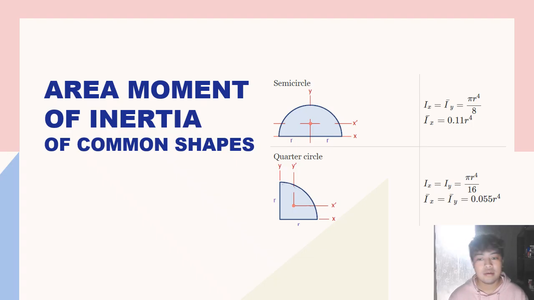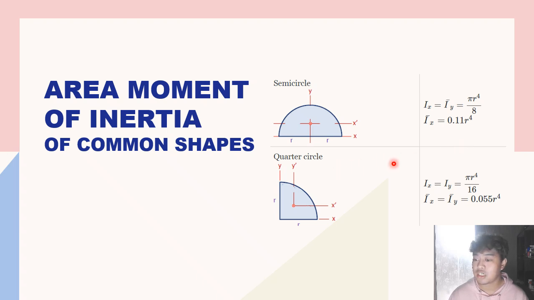And then we also have semicircle, wherein for our semicircle we have Ix and Iy. We have pi r to the power 4 over 8. So again, r is in terms of radius. And then to simplify that, pi over 8, we have 0.11 r to the power 4.